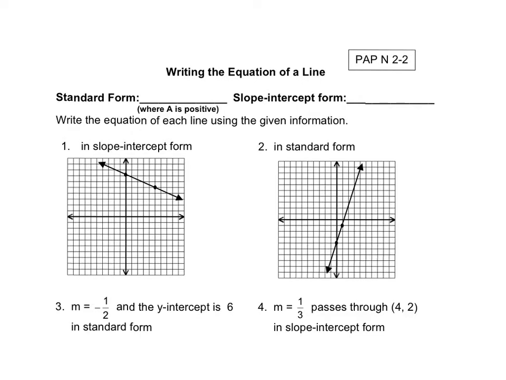Okay, so today we're going to be writing the equation of a line. So we're going to be looking at standard form and slope-intercept form again. So if you remember from yesterday, the standard form of a linear equation is ax plus by equals c. Okay, so on a standard form, it says a must be positive, and then it also must be an integer.